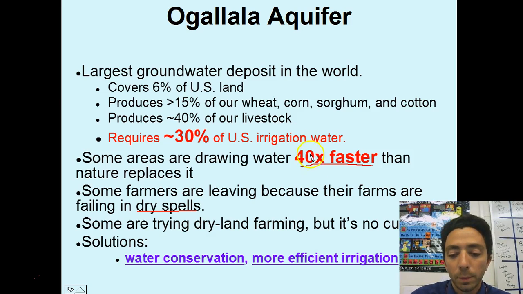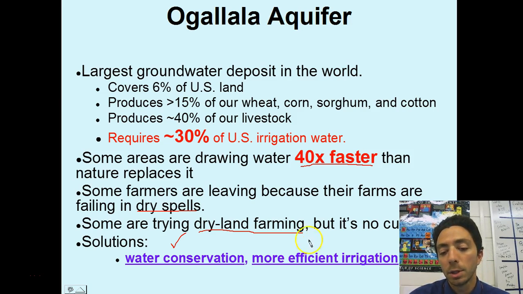Some ways that we can prevent that from happening or to save the Ogallala Aquifer are water conservation. This would be using less at home, using less on the farms, maybe trying dry land farming where we're growing more native species that require less water inputs and irrigation. Another good way is through more efficient irrigation.